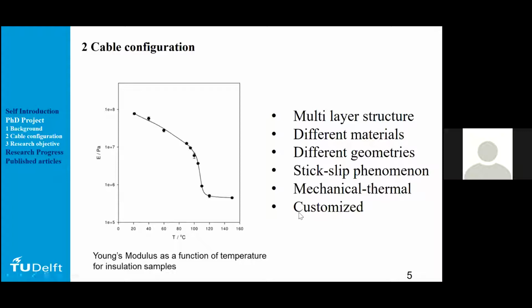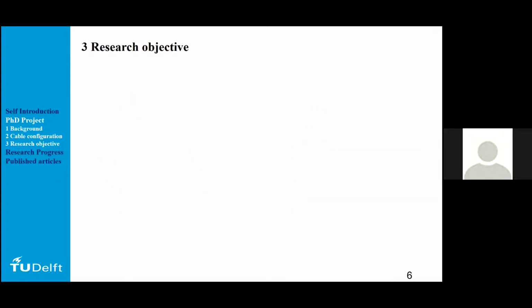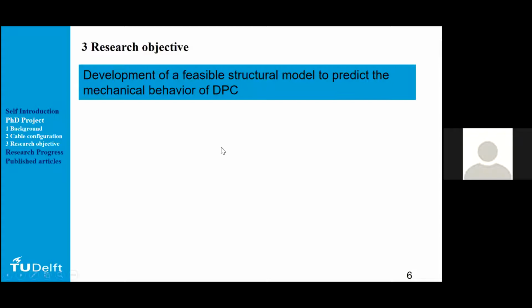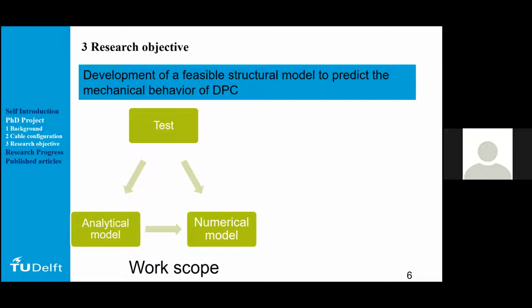And at the last, as I said, the power cable is customized. So if we can design a model that can help us to facilitate the modeling process and the calculation process, that would be a very interesting topic. So in conclusion, the research topic is development of a feasible structural model to predict the mechanical behavior of dynamic power cables. And the work is divided into 3 parts.